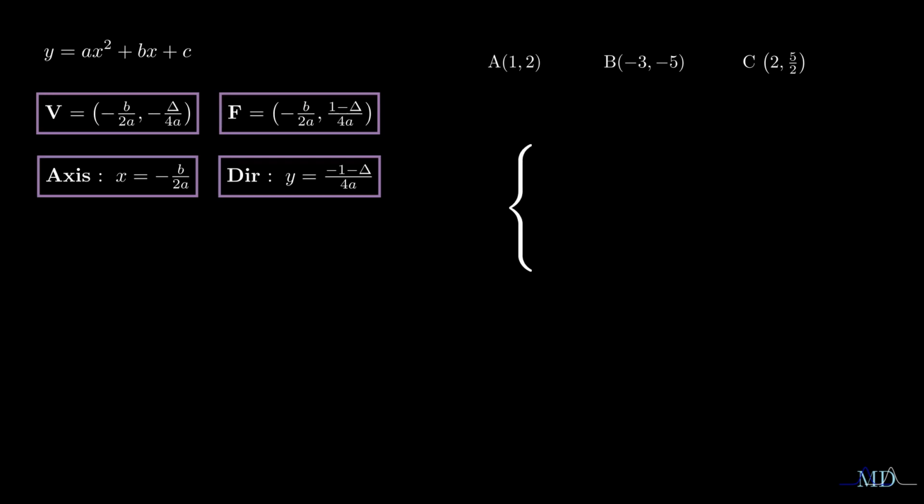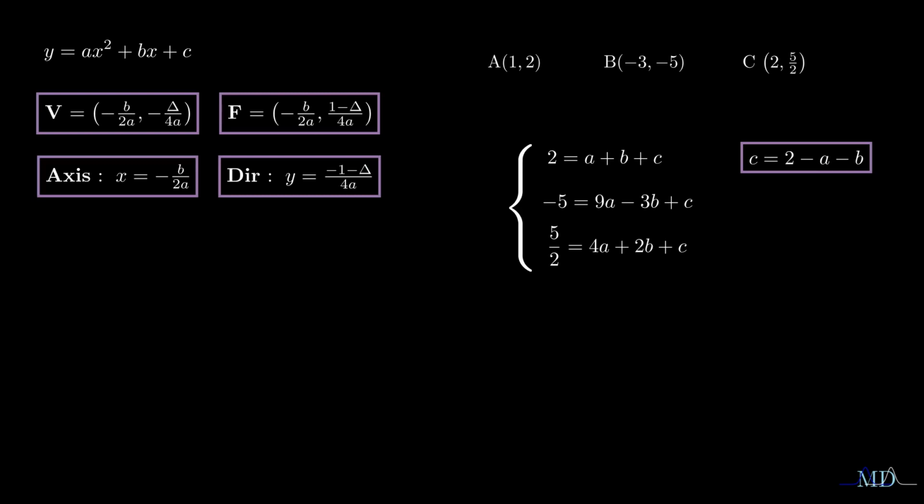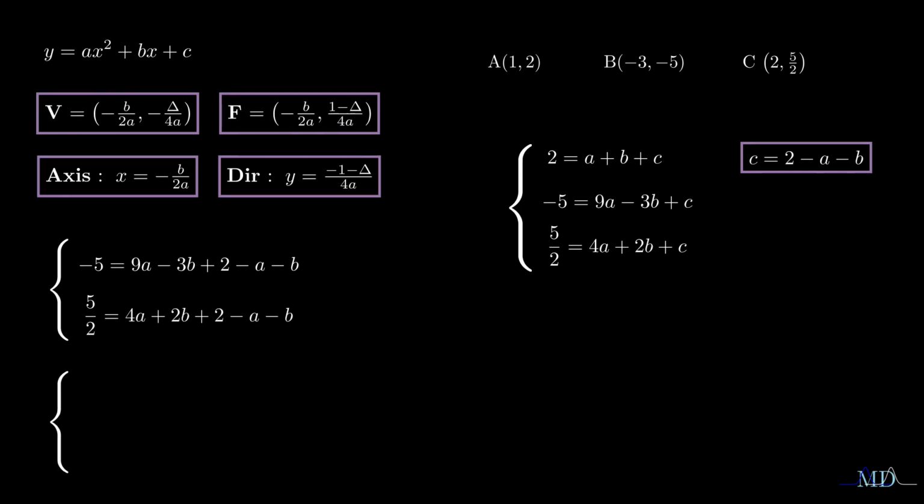We put the coordinates of the points in the equation of the parabola, and we obtain a system of 3 equations in 3 unknowns. From the first equation we get C equals 2 minus A minus B. Then we substitute this value of C in the other 2 equations, obtaining a system of 2 equations in 2 unknowns.